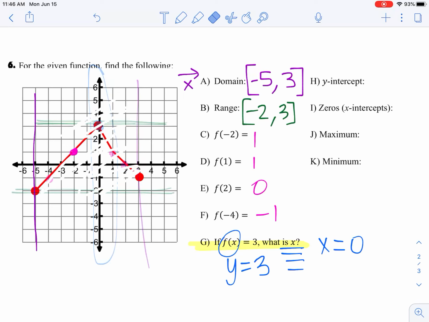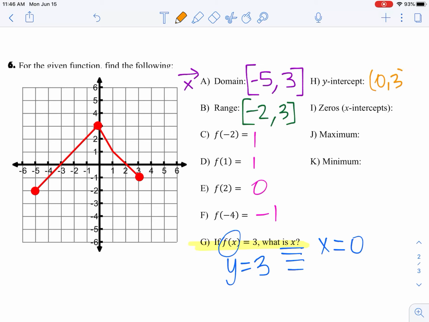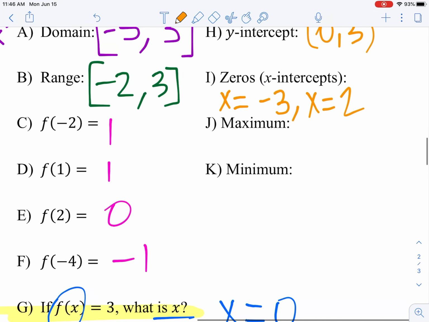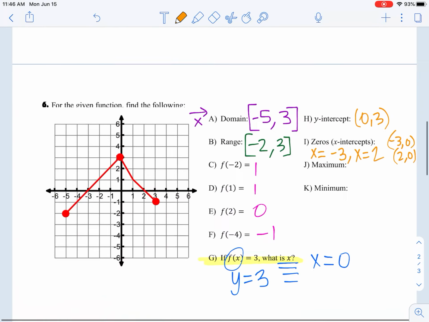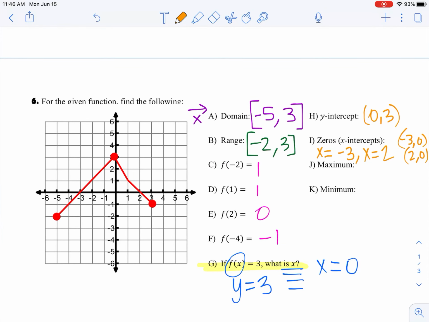Let me erase all these marks on the graph for the last part now. The last part over here is the y-intercept, so that's at (0, 3). The x-intercepts are zeros, so you could either write the zeros as x equals -3 and x equals 2, where it's crossing the x-axis, or you could put (-3, 0) and (2, 0). Okay, maximum, the highest point is at (0, 3), so the y is 3. Minimum, the lowest point is (-5, -2), the y is -2.